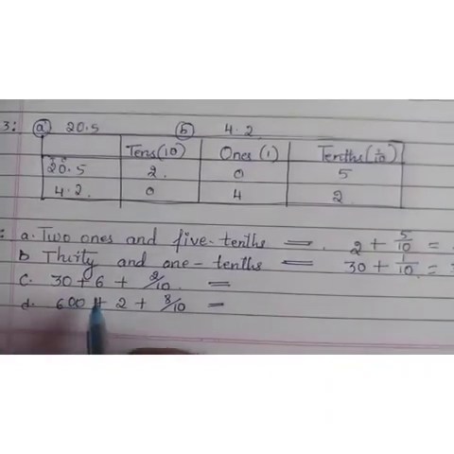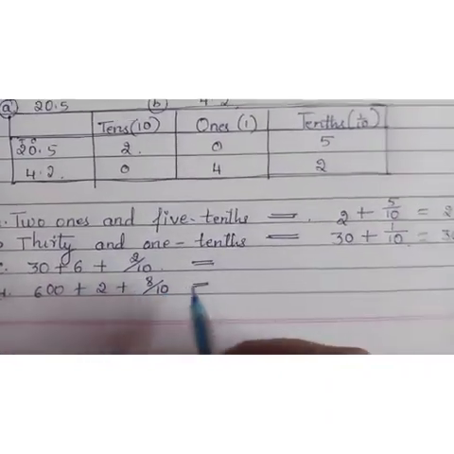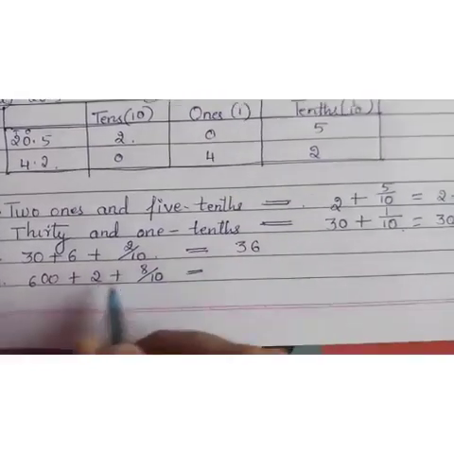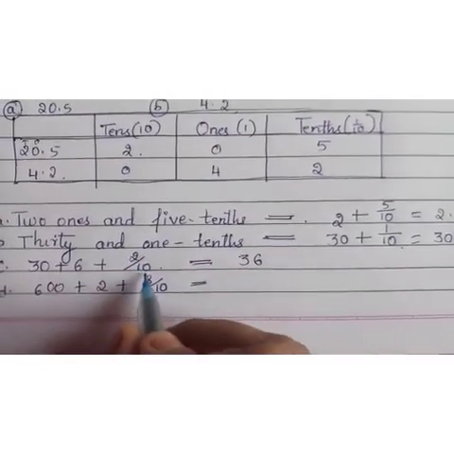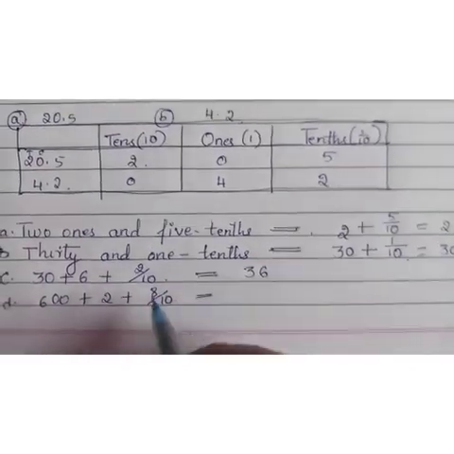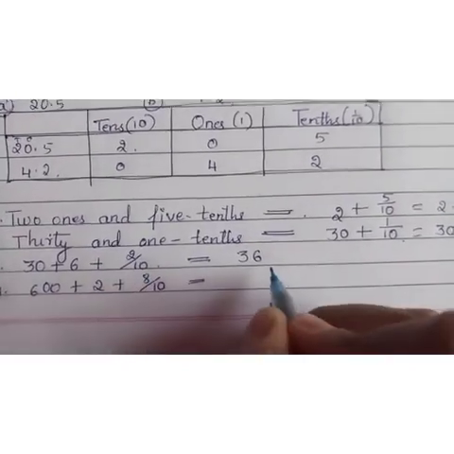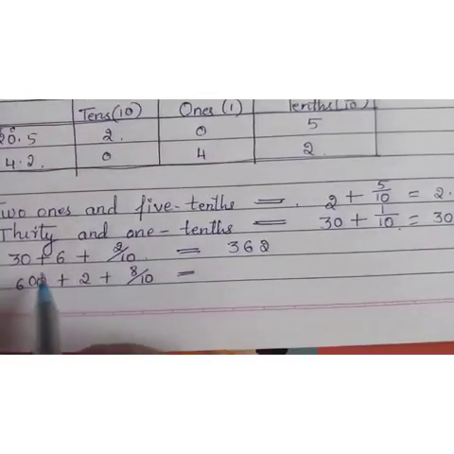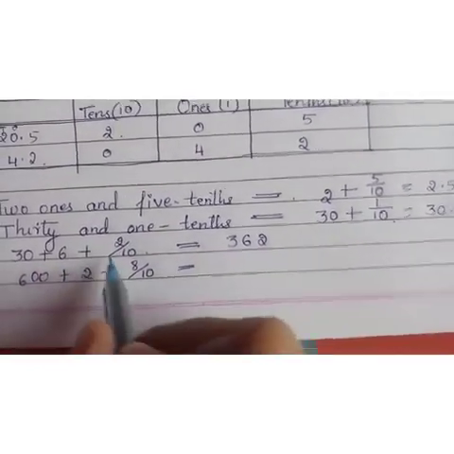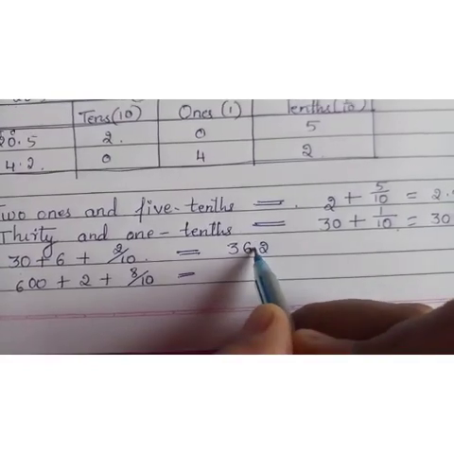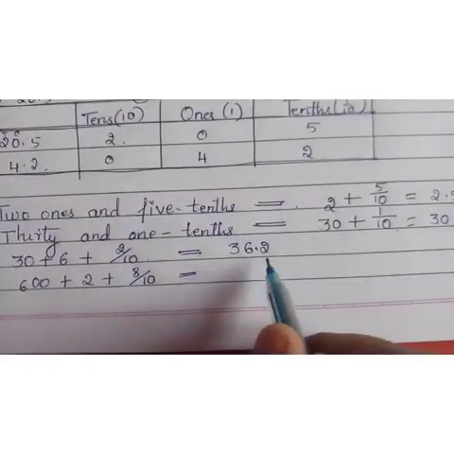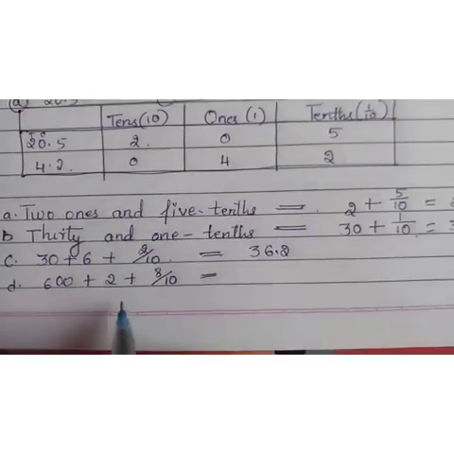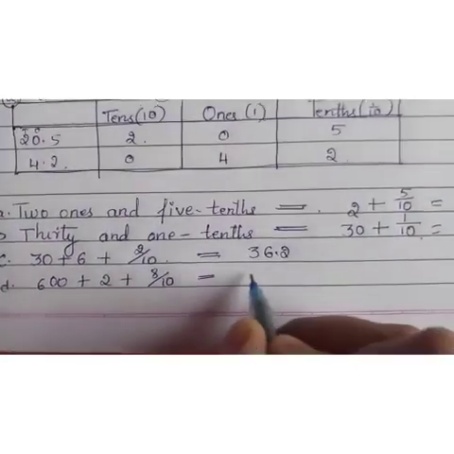Similarly, 30 plus 6 plus 2 upon 10. 30 plus 6 you get 36. Plus 2 upon 10 you get 0.2. As there is 10, you have to place the decimal point after one number. So altogether we get 30 plus 6, 36, and this one is 2. But you have to place the point after one digit. So 36.2.